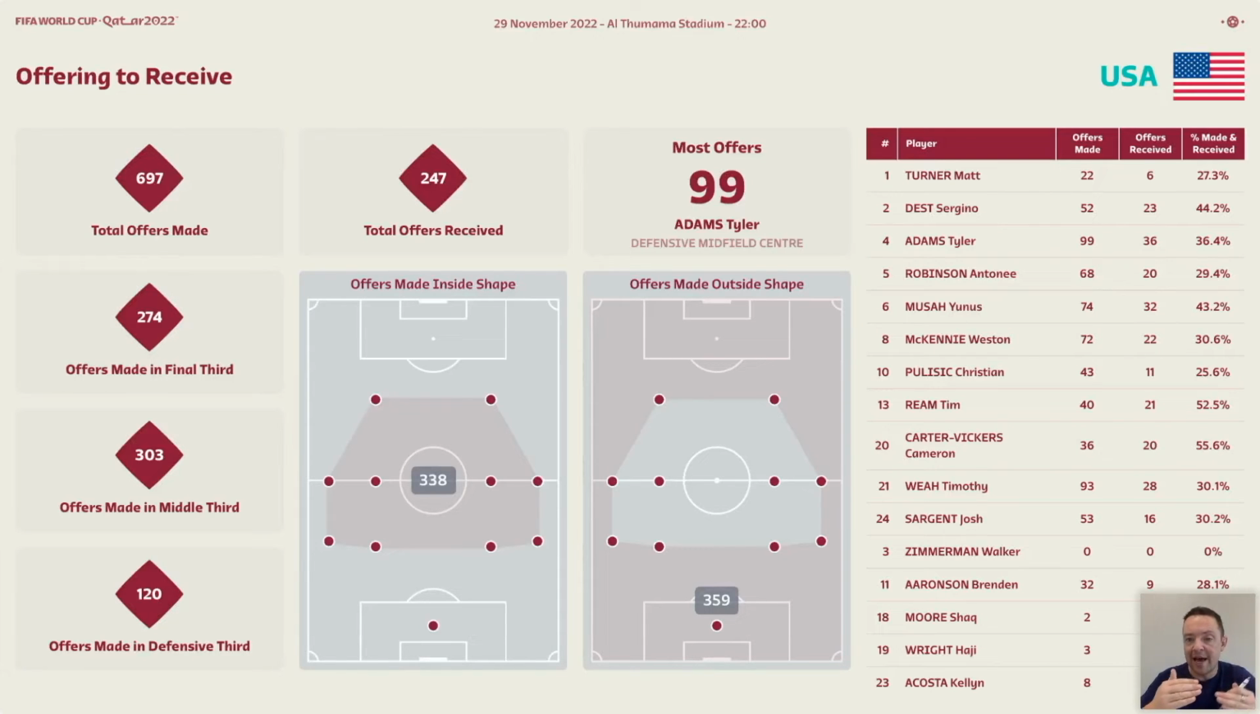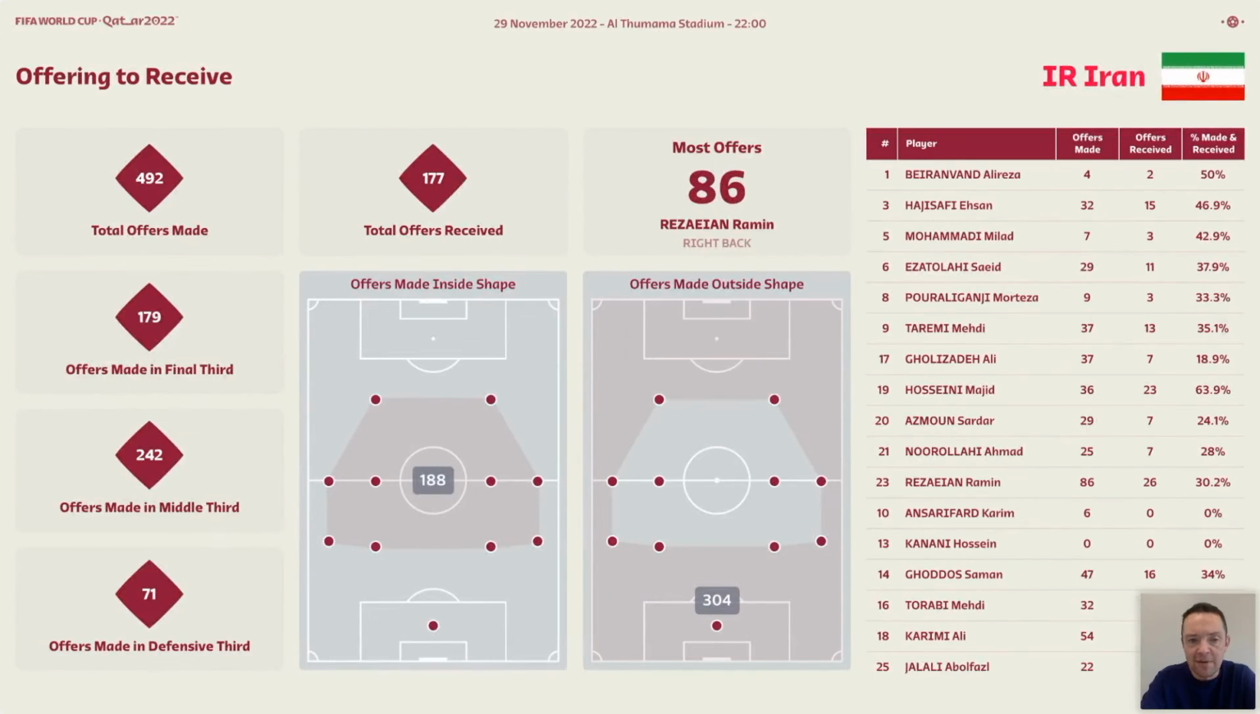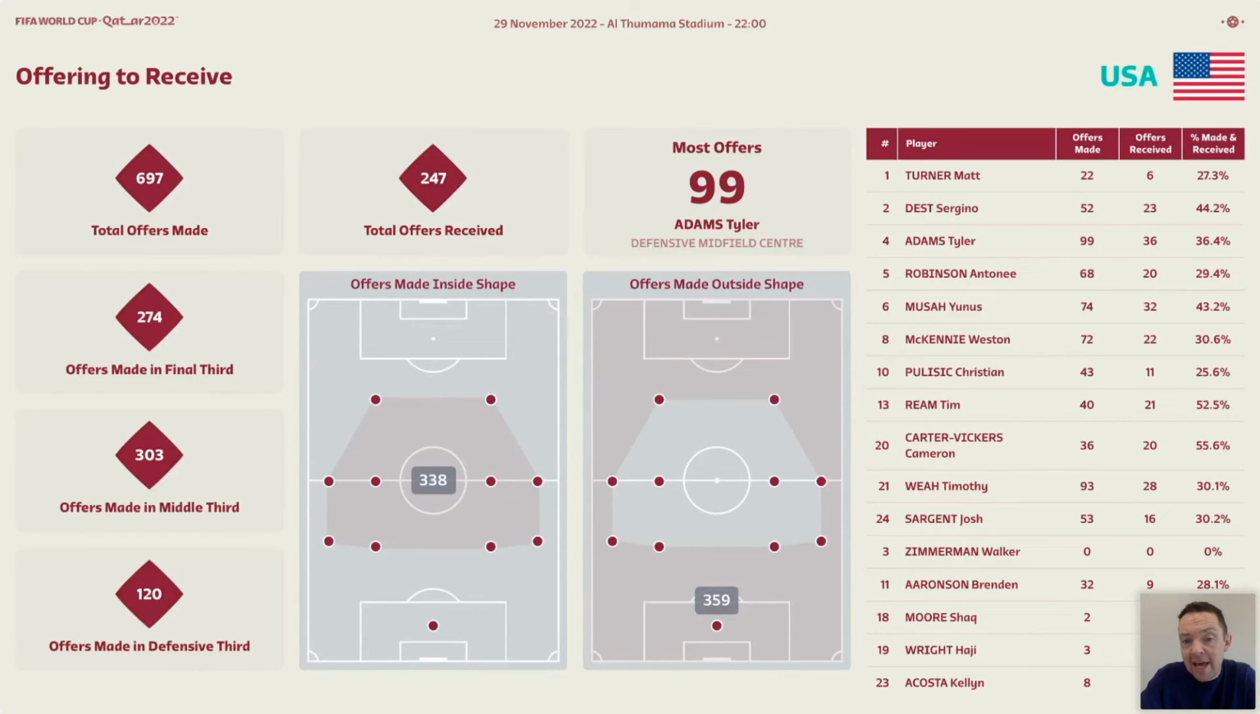So trying to break that pressure against the Iran middle block, whereas Iran only got 242 in the middle third. So that's not a stat to say that's why they won the game. It just gives you a better understanding of why the game played out in certain ways. And then, of course, you've got the right side, which is the players, what they did, which players are looking for the ball in certain areas.